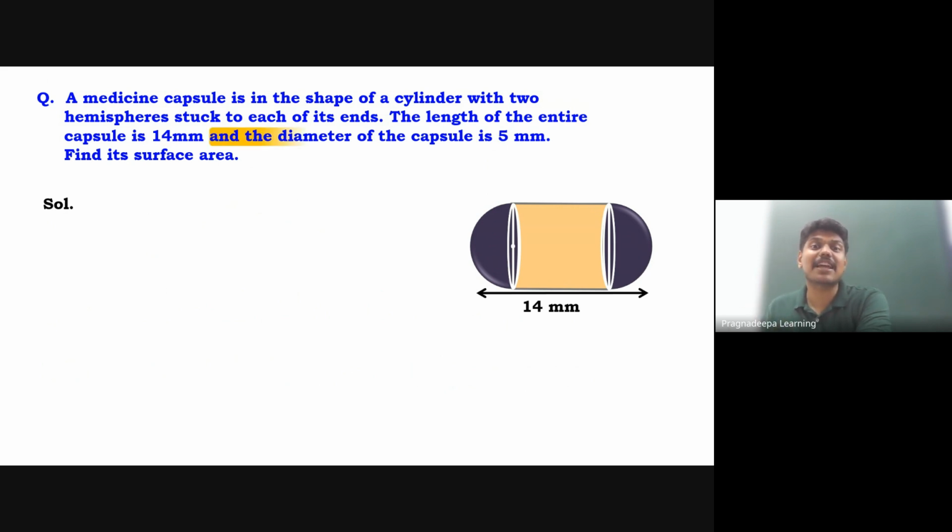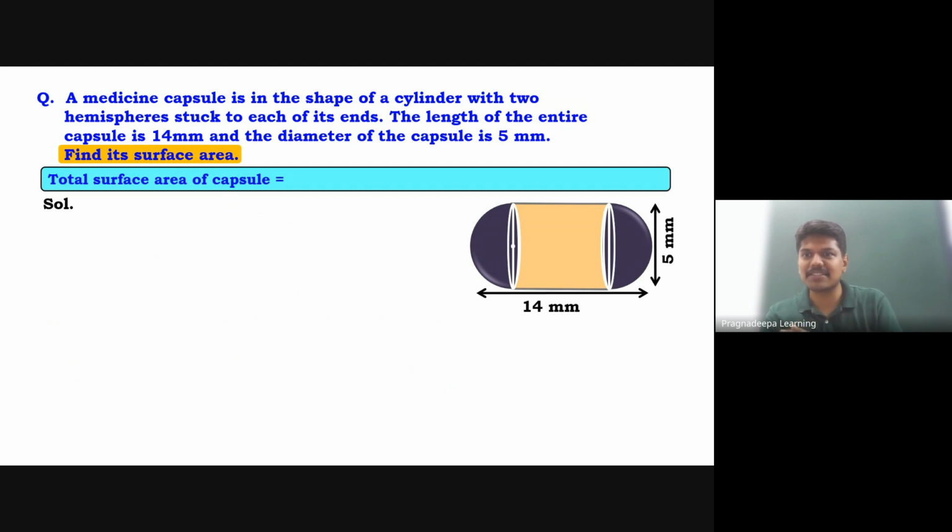The diameter of this capsule is 5 millimeter. In one sense, students, can we take it as the width of the capsule? Width of the capsule is 5 millimeter. So find its surface area. As soon as this figure comes to our mind, you are trying to adjoin three things. The total surface area of this capsule is the curved surface area of the cylinder plus 2 into CSA of one hemisphere, which is the same as the area of one sphere also.